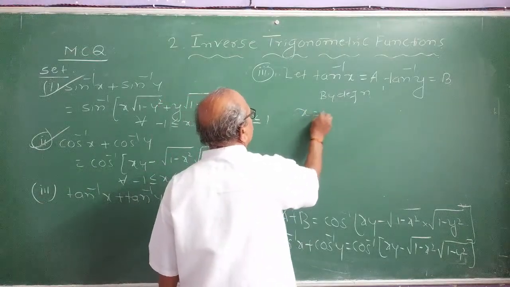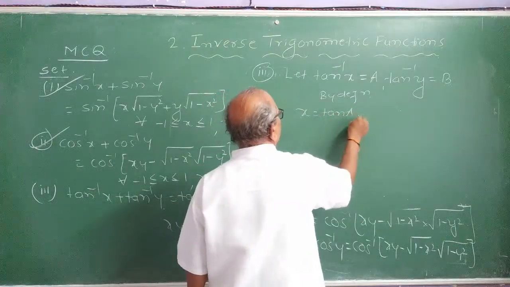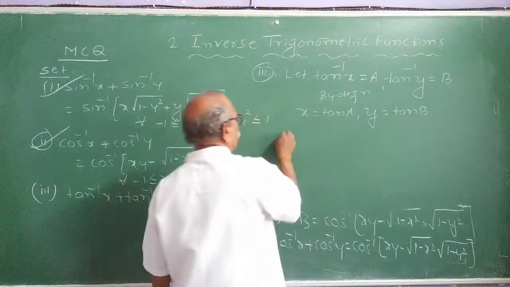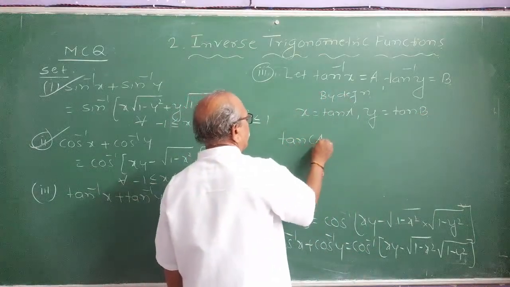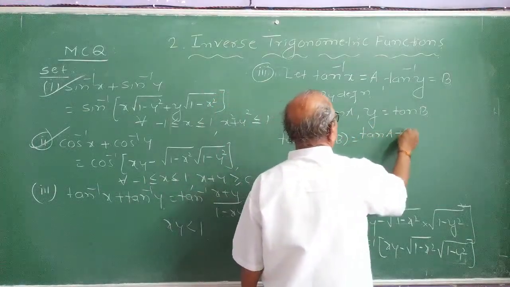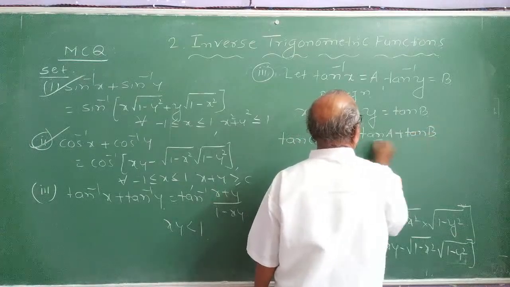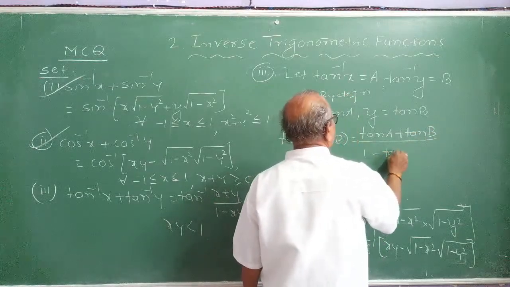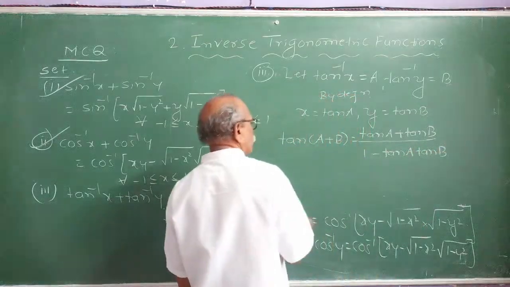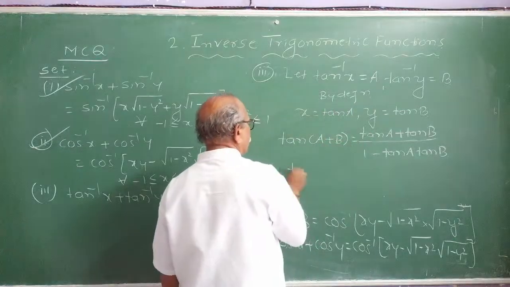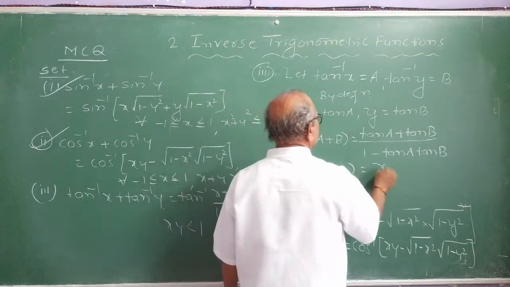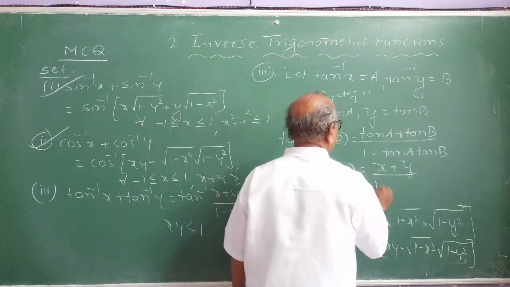Here you get x is equal to tan A, y is equal to tan B. Now you know the formula for tan(A plus B). Use the formula of tan(A plus B), which is equal to tan A plus tan B divided by 1 minus tan A into tan B. Substitute the values: tan A is x, tan B is y, so tan(A plus B) is x plus y upon 1 minus xy.